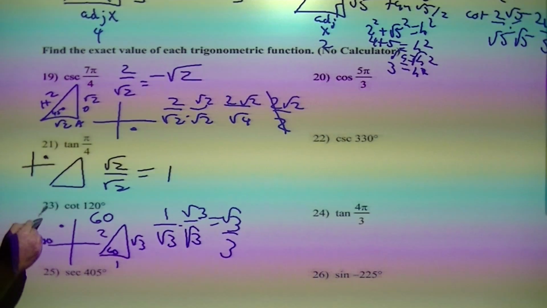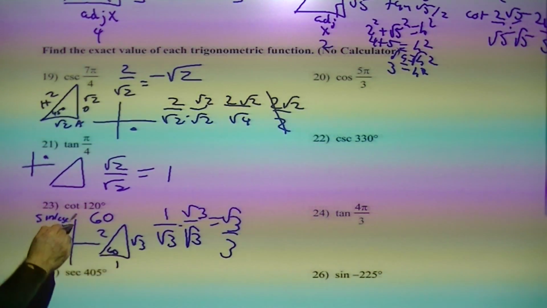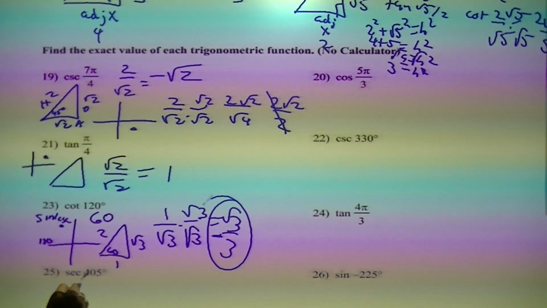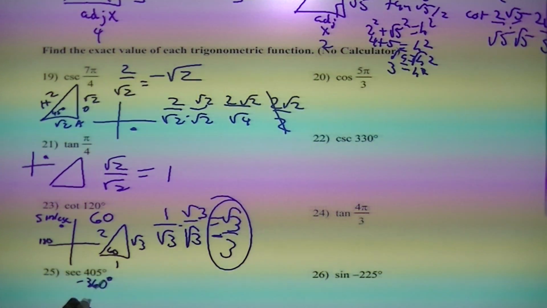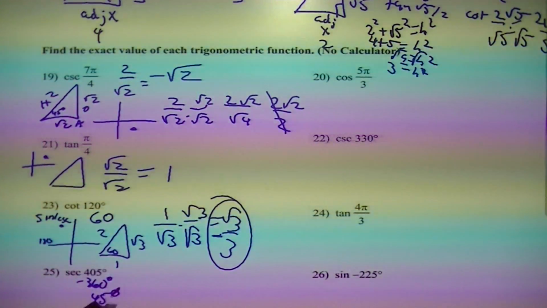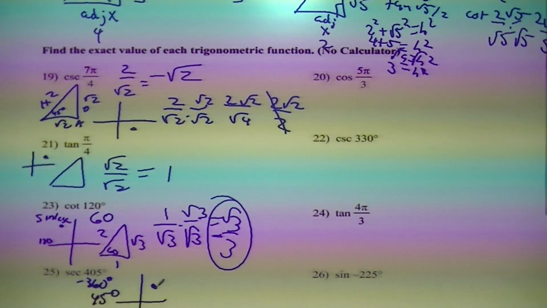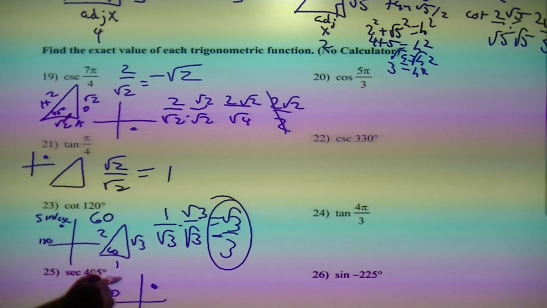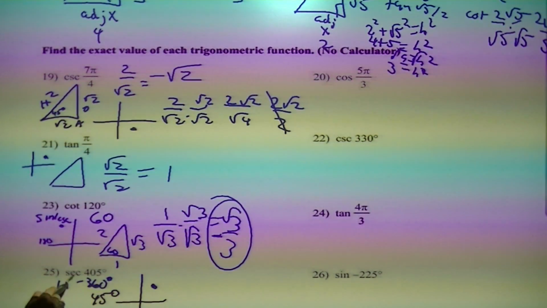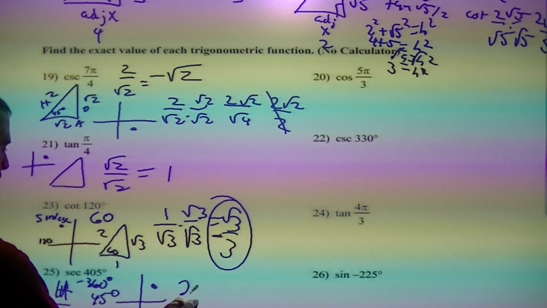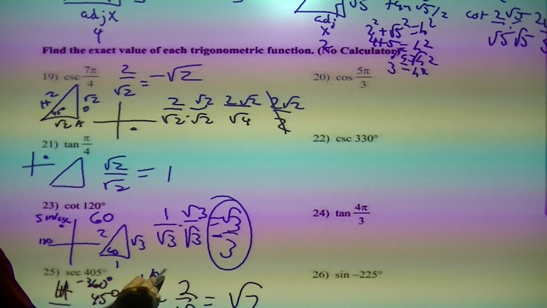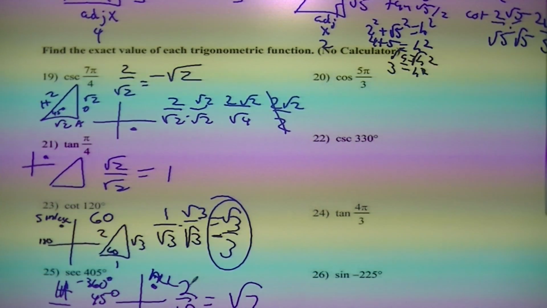Now in this quadrant, the only things going to be positive are sine and cosecant, so this has to be a negative result there. All right, 405 is too big, so I'd have to subtract 360, which puts me at 45, quadrant 1. It's the same 45-degree triangle up here, so that's going to be H over A, which is 2 over the square root of 2, which we already know rationalizes to that. I'm in this quadrant, so everything will be positive.